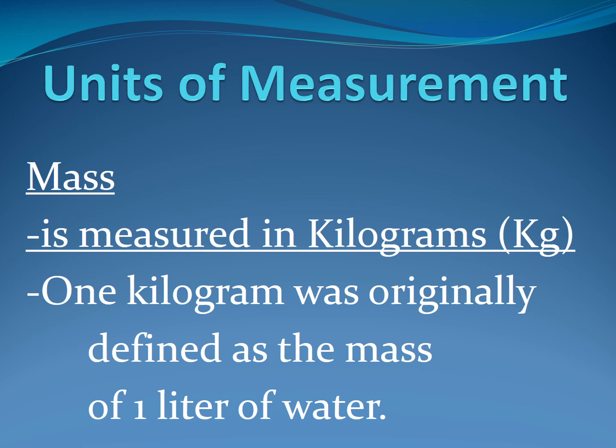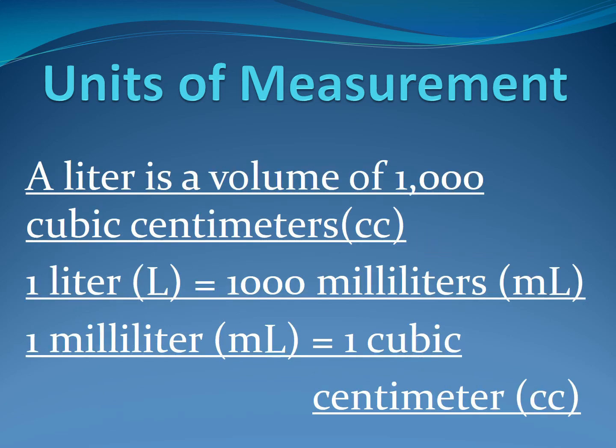Mass is measured in kilograms. 1 kilogram was originally defined as the mass of 1 liter of water. So this is the more scientific definition. But just remember that kilograms is kg, and that's describing mass. So a liter is a volume of 1,000 cubic centimeters, cc's. One liter is also 1,000 milliliters. So these are more conversions for units.